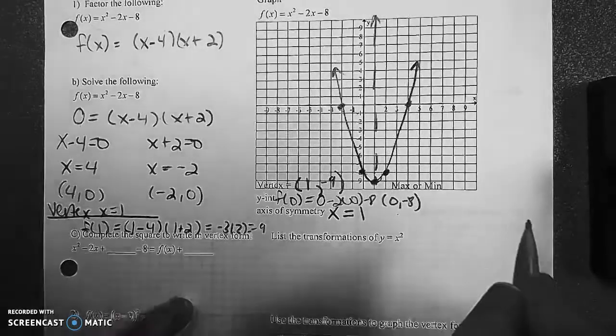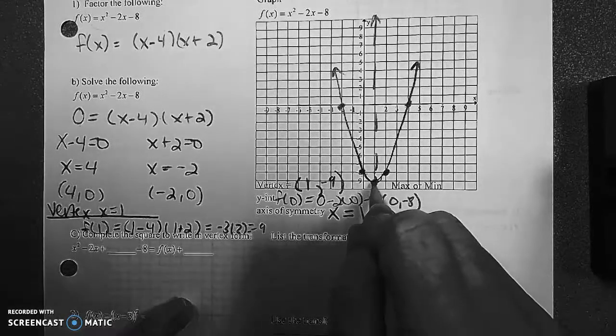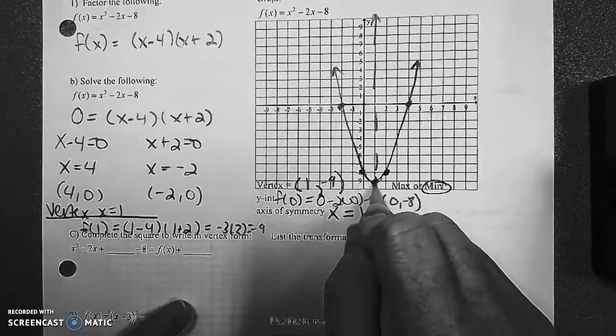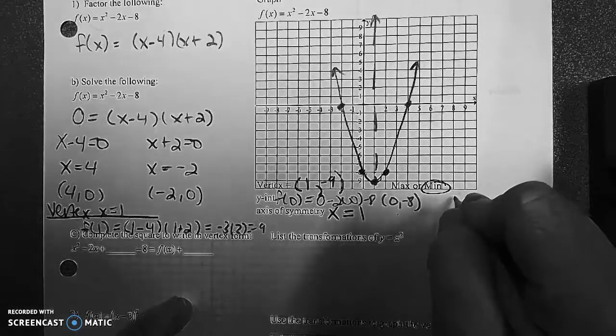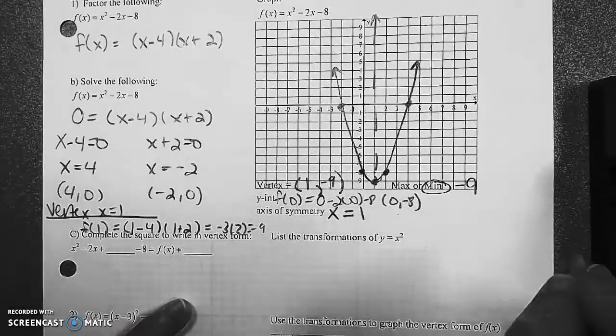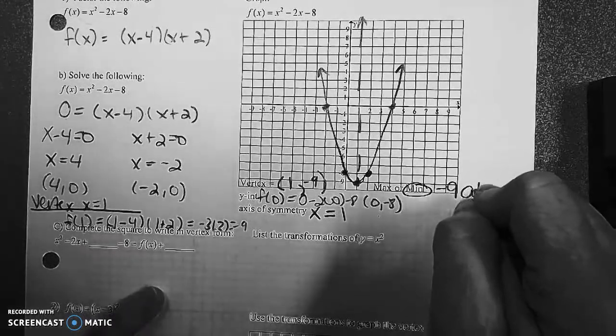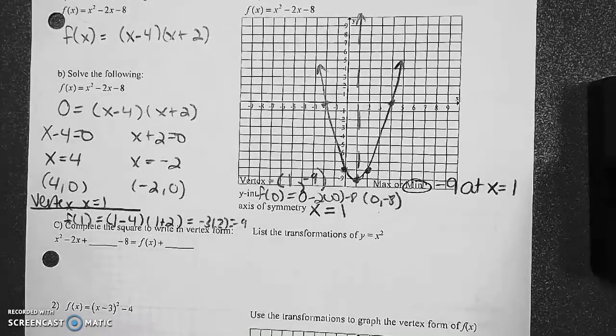So does this graph have a maximum or a minimum? Well, it has a minimum. It has a y value such that there's no y value less than that. So it's a minimum, and there's a correct way to write this. Our minimum is negative 9, and it occurs at x equals 1.